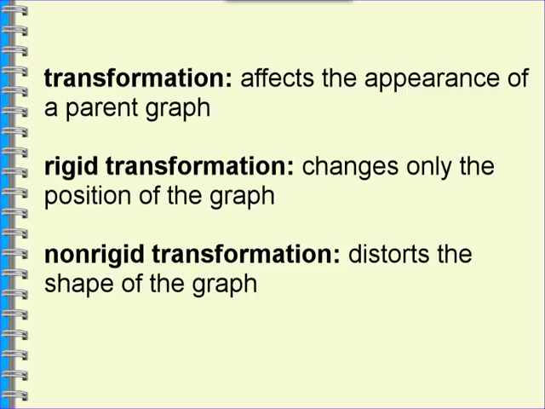Okay, we're going to pick up where we left off Friday, and where we left off is we were talking about transformation. So you should already have this written in your notes. First of all, a transformation affects the appearance of a parent graph. That's what a transformation is. We have a rigid transformation, which changes only the position of the graph, so that means it moves it. And then we have a non-rigid transformation, which distorts the shape of the graph.